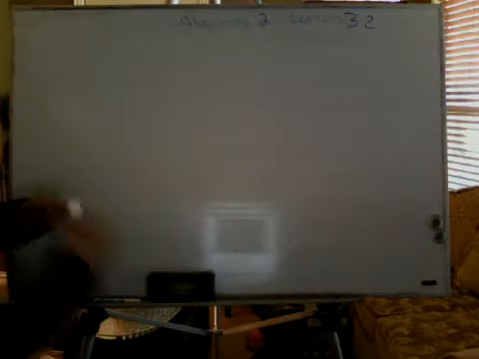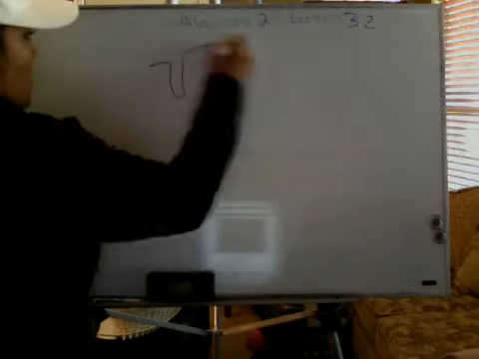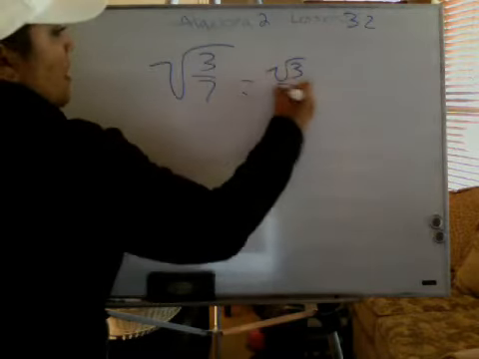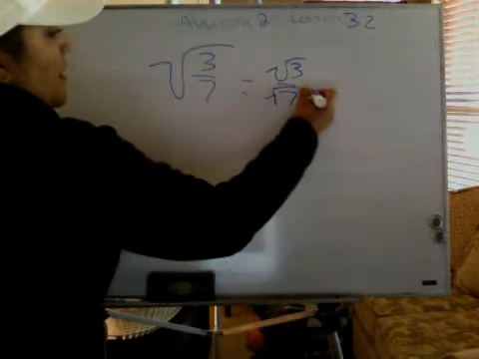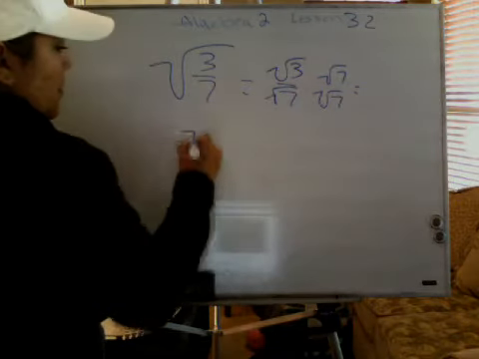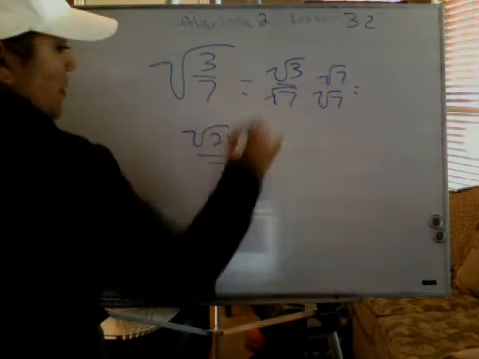So we take the square root of 3 over 7. We can say square root of 3 over square root of 7. Then we're going to rationalize it because we don't want the square root in the denominator. And we get the square root of 21 over 7.